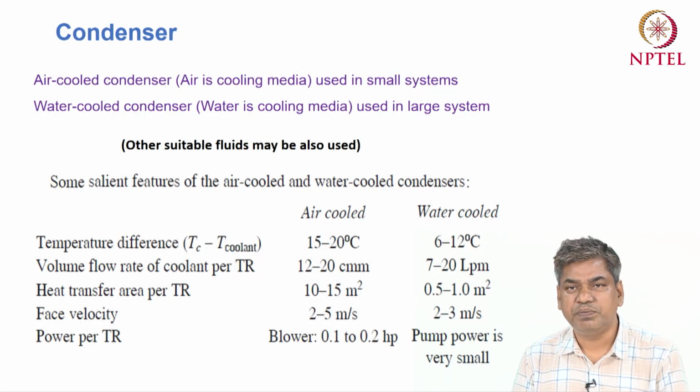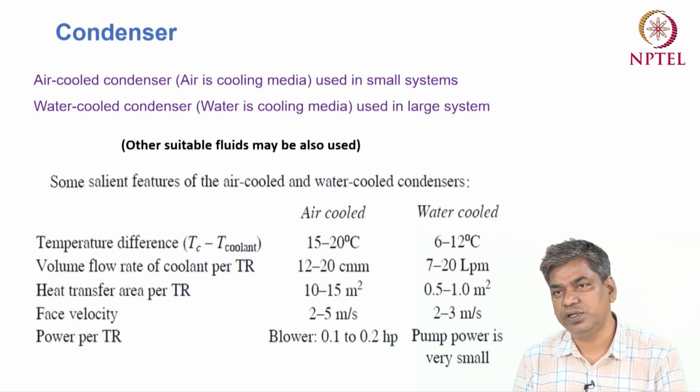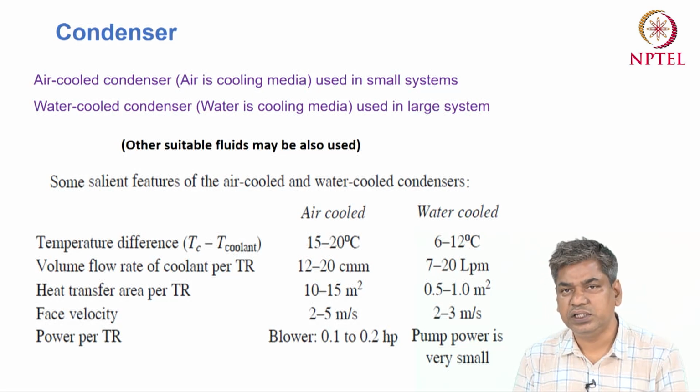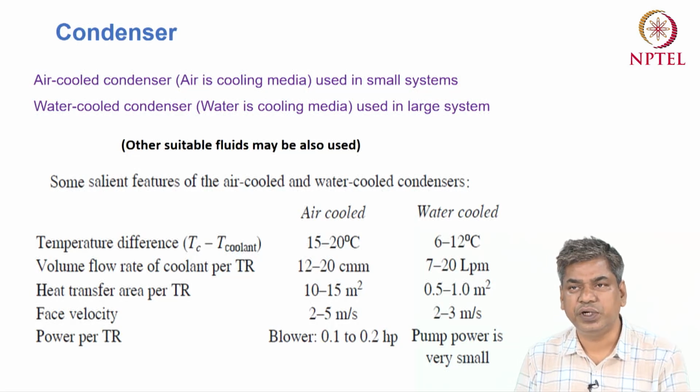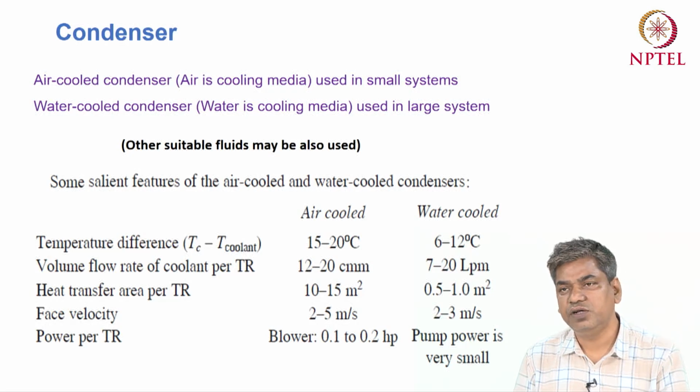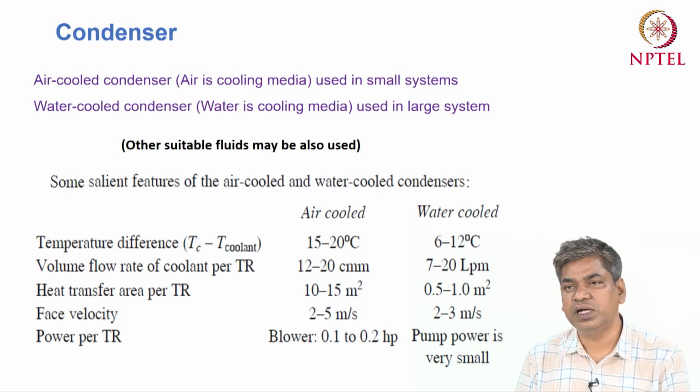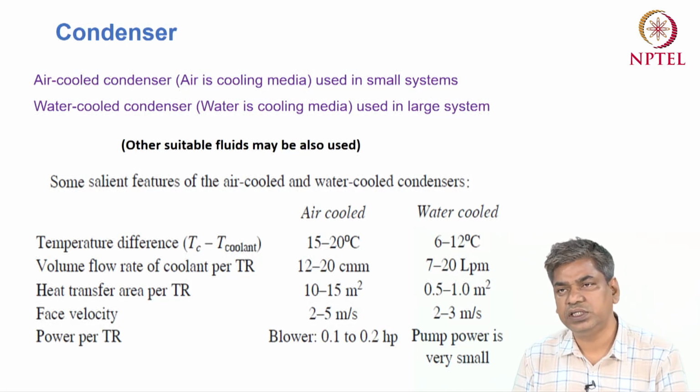The other thing is the power per ton of refrigeration. For the air cooled condenser, we have to use a blower, and in the case of the water cooled condenser, we have to use a pump for water recirculation. The blower power consumption is in general higher as compared to the pump. Thermodynamically we can easily prove that the pump work should be very small as compared to the blower for the same type of flow rate.